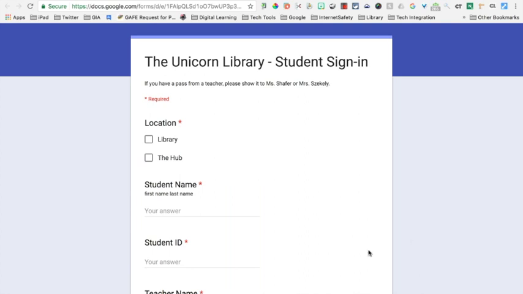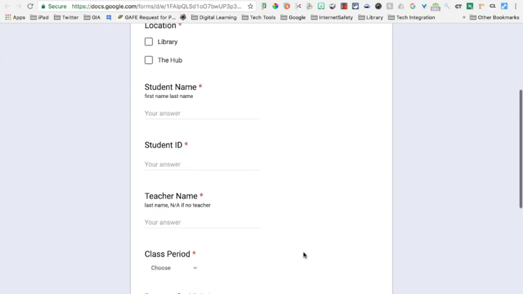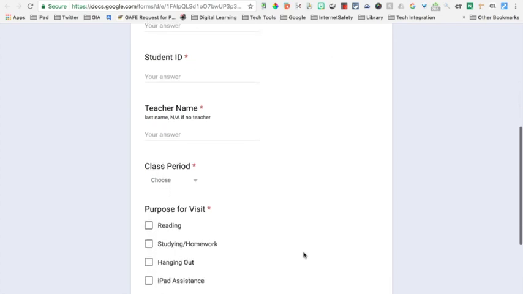Of course, you need student information. I need name and ID so I can identify the student. For me, I want to know the teacher's name because if I'm seeing lots of students come with a specific teacher, then that tells me maybe that teacher is doing a project that I should know about. And it gives me an opportunity to open a conversation with that teacher and offer my assistance.